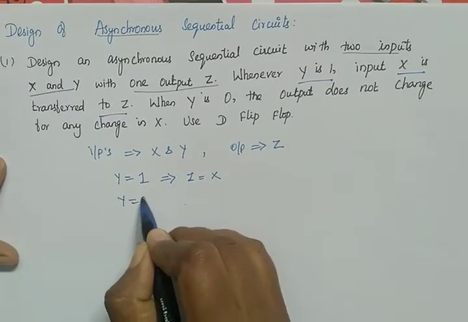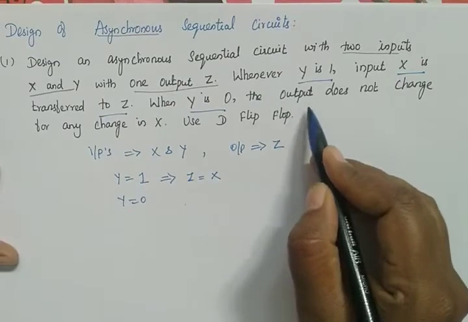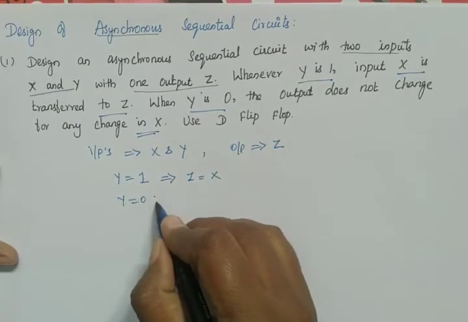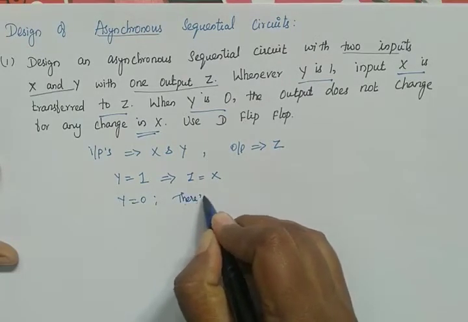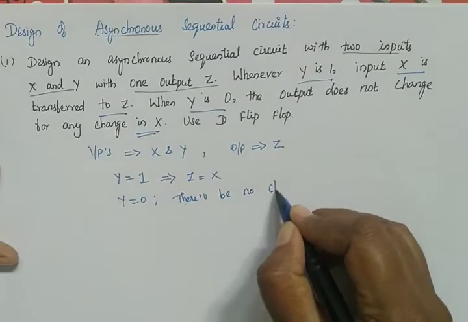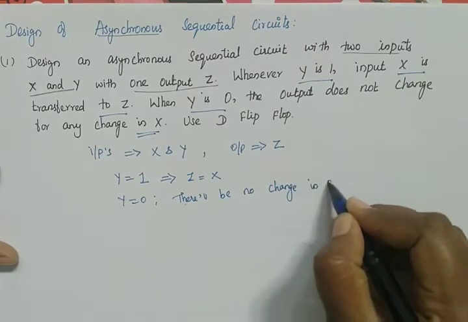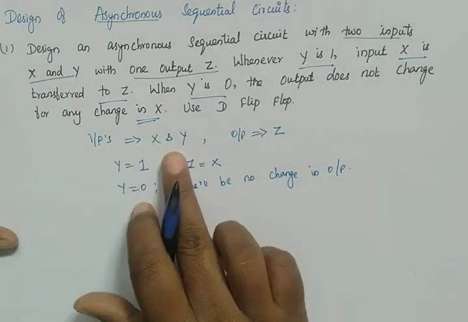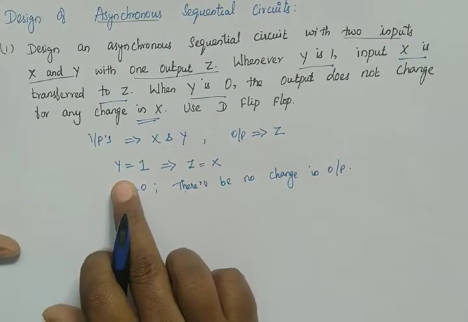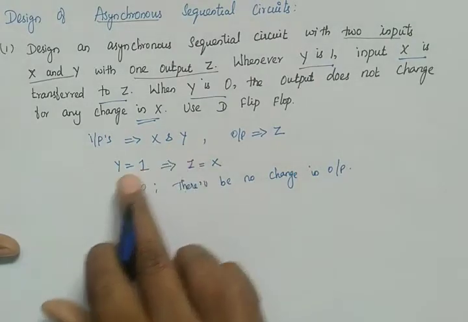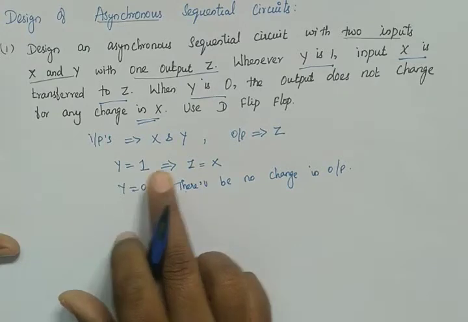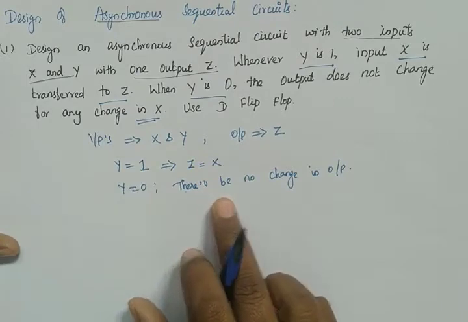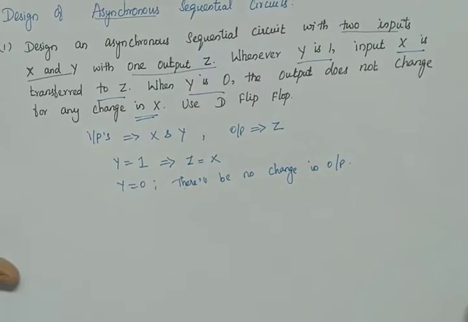When Y is equal to 0, the output does not change for any change in X. So the output will never change. Therefore, there will be no change in output. So this is the question. It is simple: they have given inputs X, Y, and the output is Z. When Y is equal to 1, Z will be equal to X. Z is the output. When Y is equal to 0, there will be no change in the output.